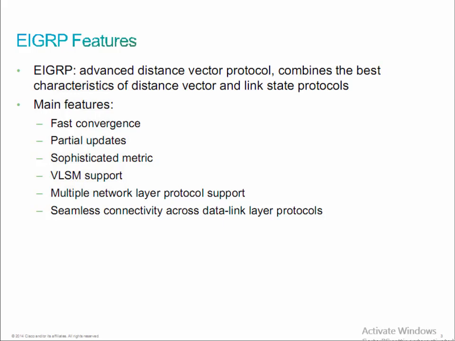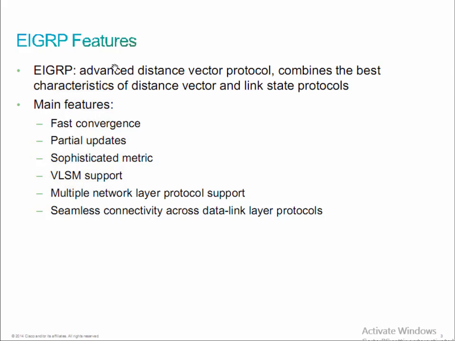So fast convergence, like I said, it can be natively fast, but there are things and steps that you can take to make it faster. We use a very sophisticated metric. It's a 32-bit format, a 32-bit metric. We call this a wide metric, as opposed to what IGRP used, which wasn't a 32-bit metric. Again, we'll talk about all of these different types of things that we can do to implement EIGRP and so on.